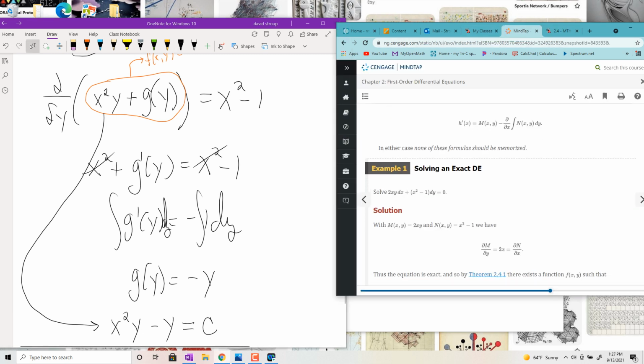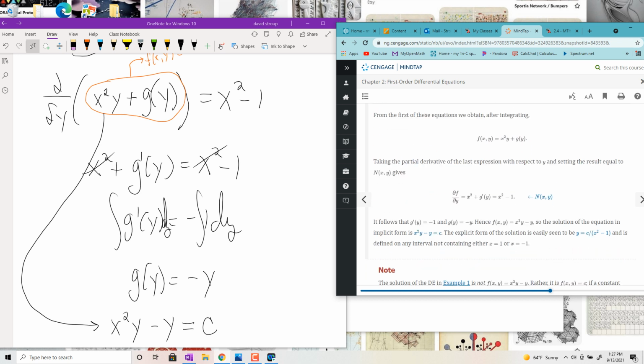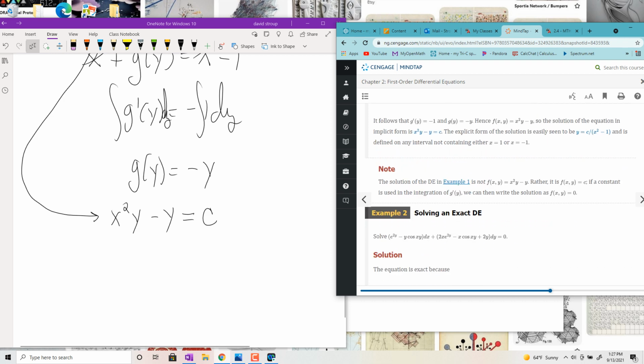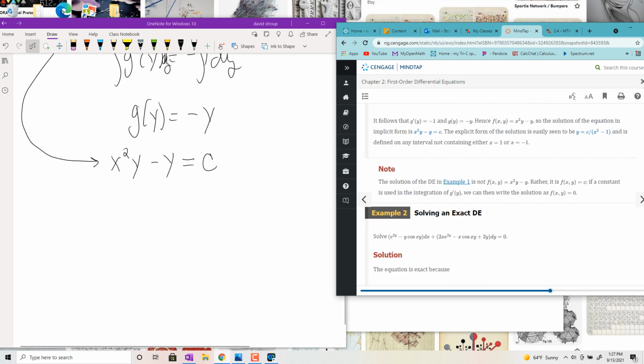So let's see what the book has as their answer. Do they get the same thing? Yeah, x squared y minus y equals c. If you need the explicit solution, you could solve for y, but there it is. Okay, let's do another example then from the book.